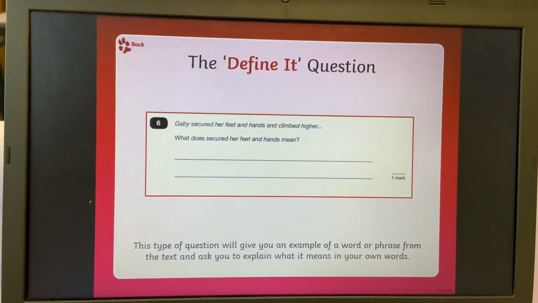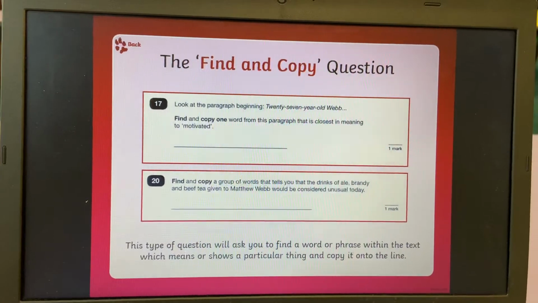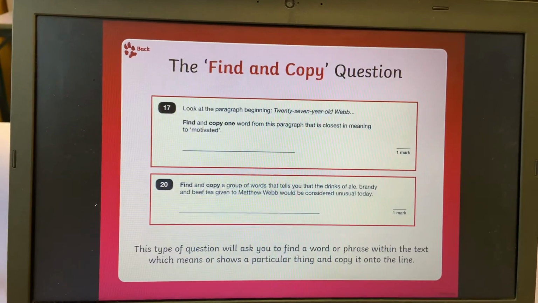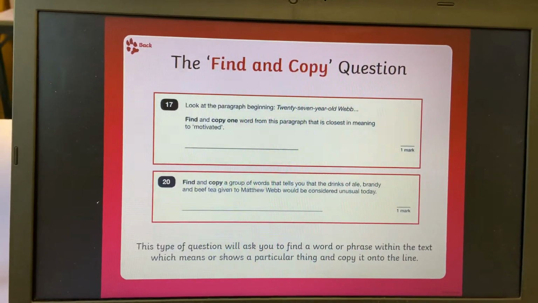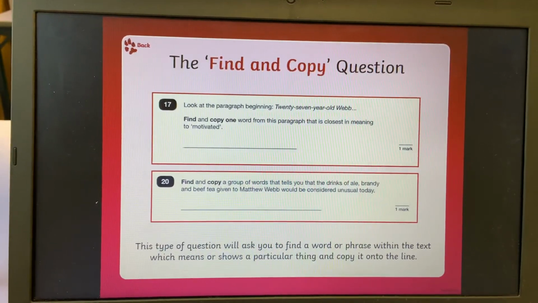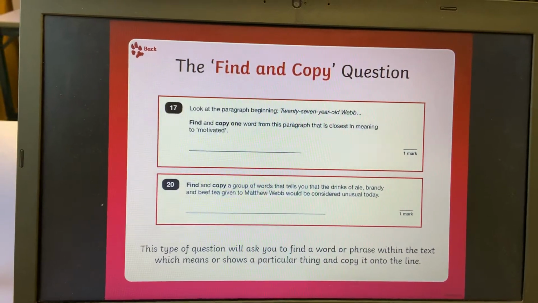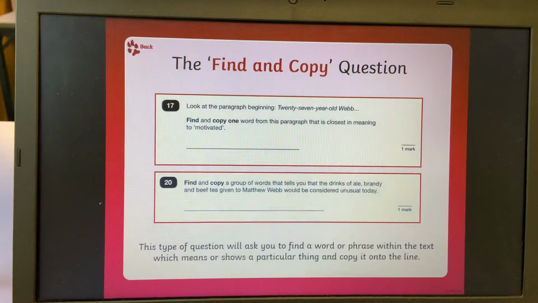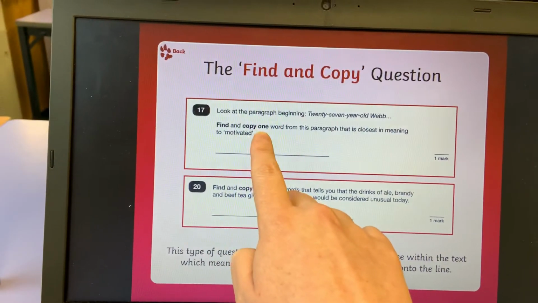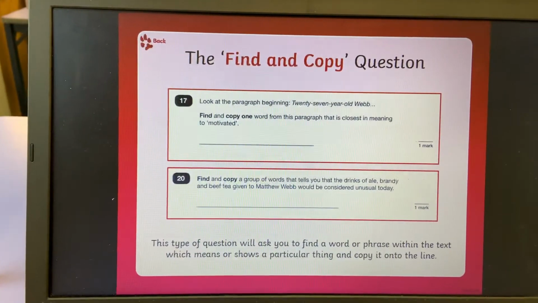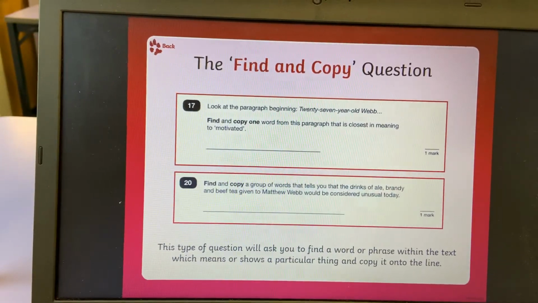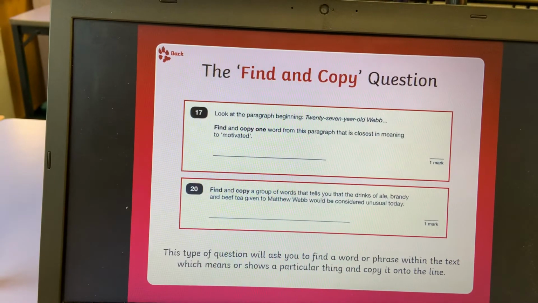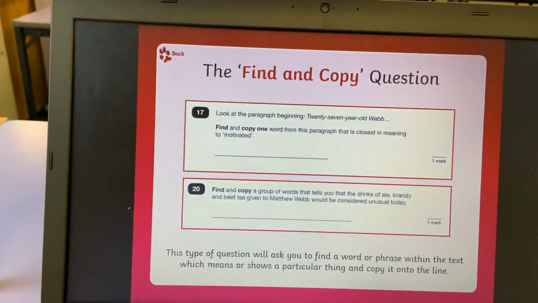Defining what something means, finding and copy. I go on about this all the time, so hopefully you already know where I'm going with this. When you have a find and copy question, if it says one word, you need to find that word and you need to copy it letter by letter. And you also need to make sure that you are only copying one word. That's why they're in bold, because they're key, okay? So often we look at these questions, and instead of copying one word, there may have been a whole sentence copied, and we can't give you the answer for that.